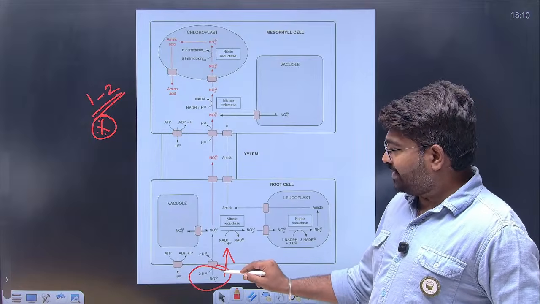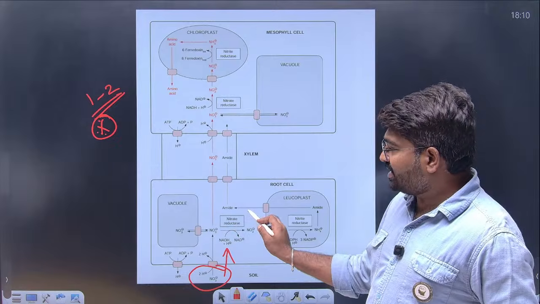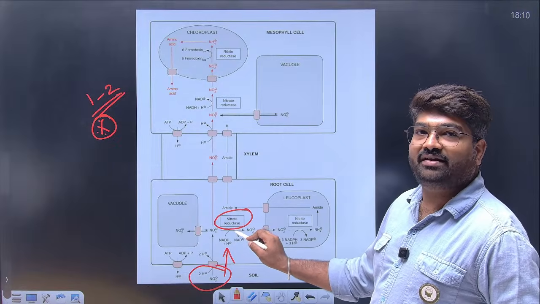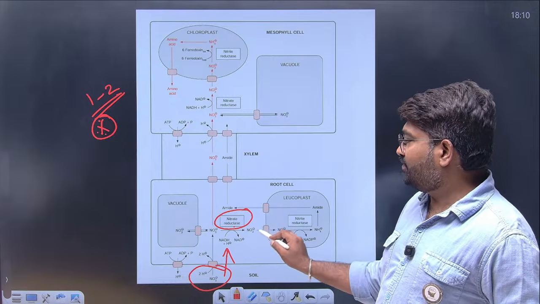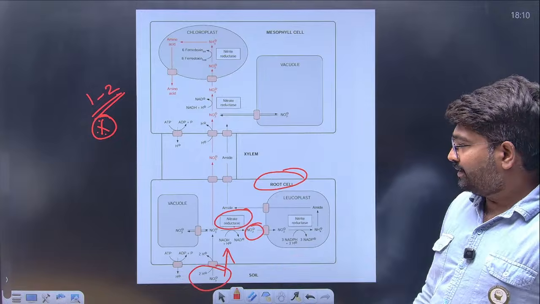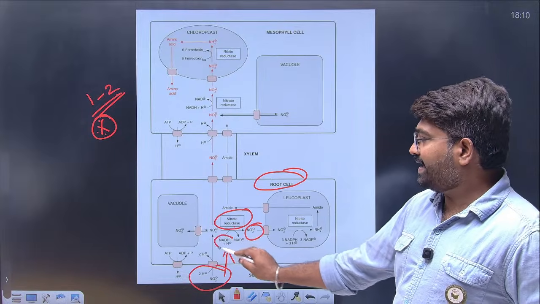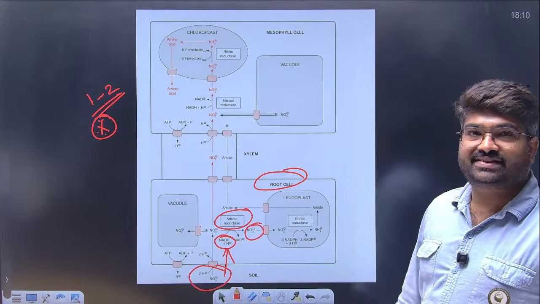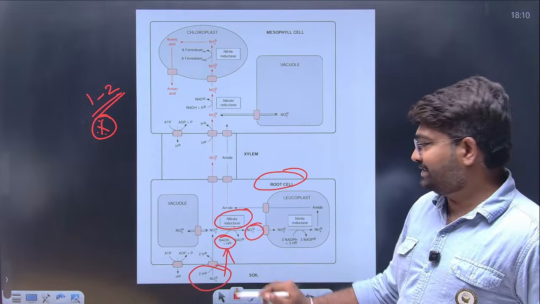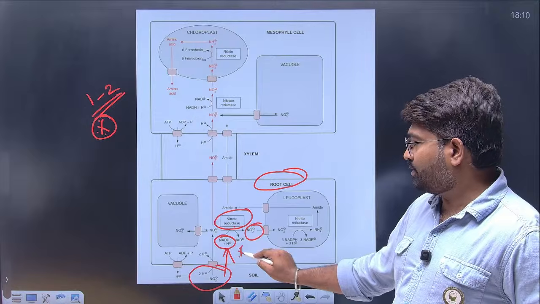Once it is uptaken by the root, by the action of nitrate reductase, this is important, nitrate will be converted into nitrite in root cells. The electron source will be NADH. This is a reducing reaction, so the electron source will be NADH. This is also important.